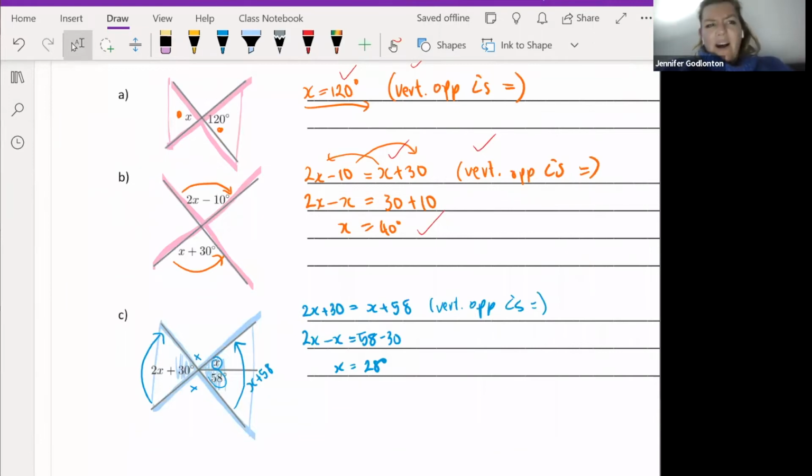Yes, Leno, how can I help? Ma'am, can angles be negative? Angles can't be negative, and it's very unlikely that they would give you an x that would be negative. Okay, thank you, ma'am. Sure. Yes, exactly. When in doubt, write it out.